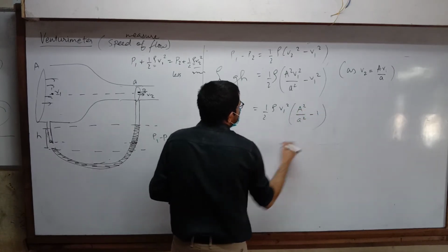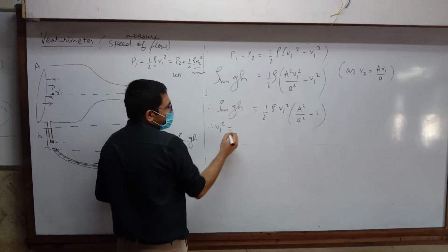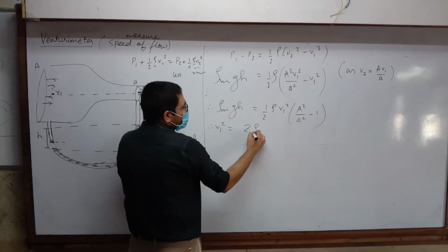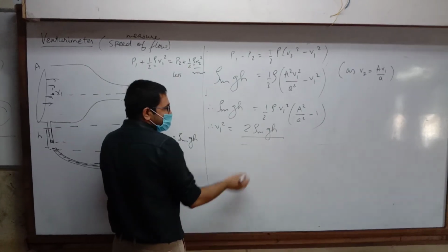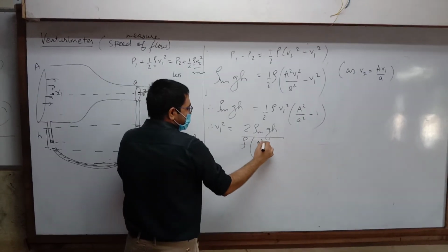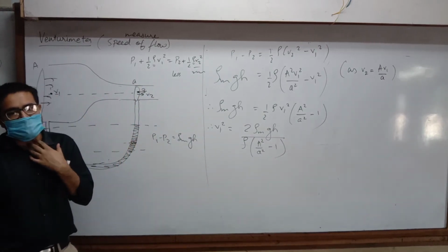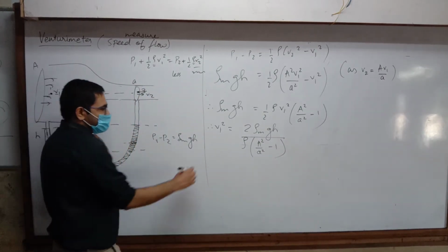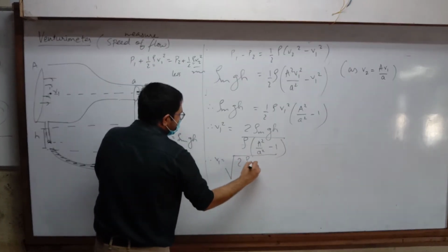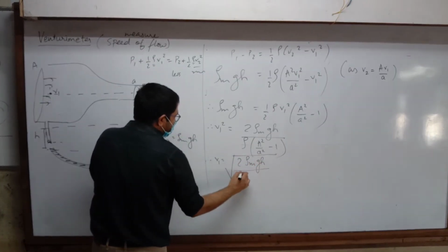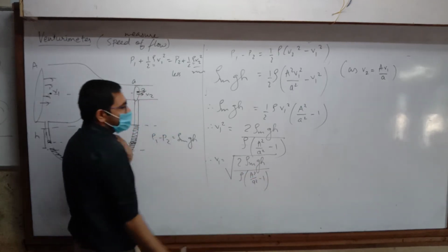Understood? And now V1 square is equal to, see how big the formula is, 2 rho m g h divided by... now what, square. It's fairly big. That's why I never bothered about remembering it.